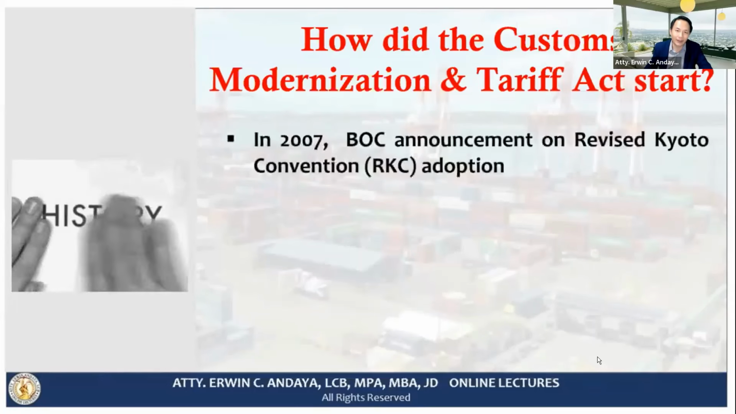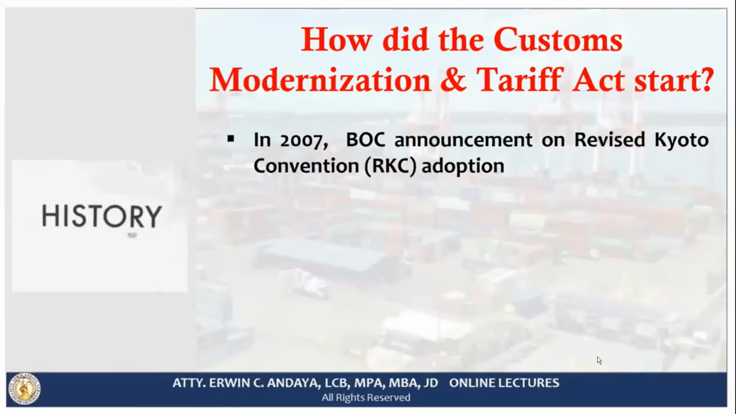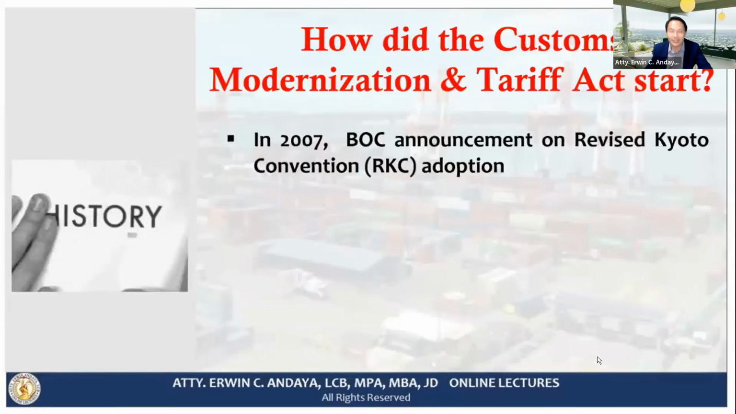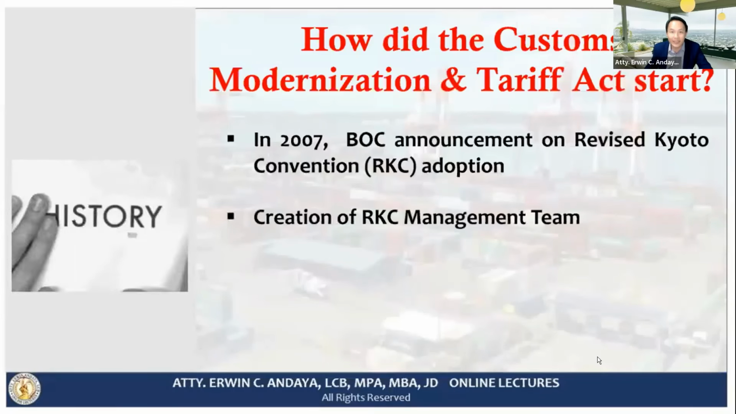So in 2007, the Bureau of Customs announced the adoption of the revised Kyoto Convention in our customs administration procedures, processes, and practices. So because of that, they decided to create a management team that will focus on introducing the amendments to our laws and harmonizing our current procedures with the best practices all over the world. According to the Bureau of Customs, at that time, in 2007, only 55% of our existing customs laws and regulations were compliant with international customs standards.